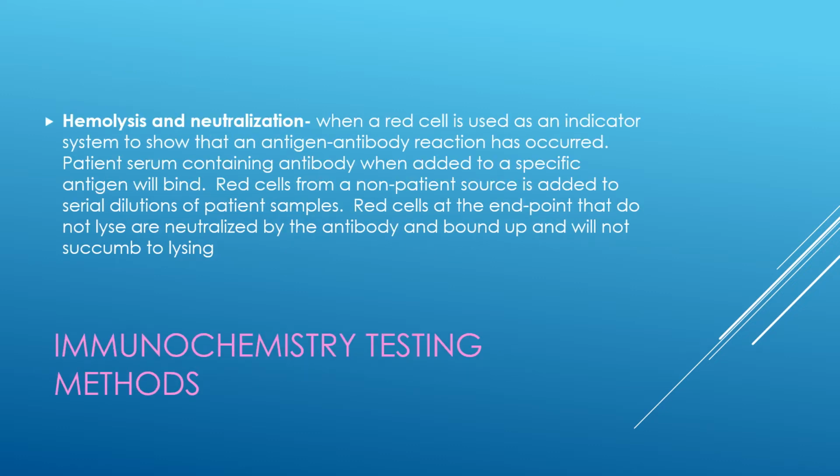Hemolysis and neutralization is when a red blood cell is used in an indicator system to show that an antigen-antibody reaction has occurred. The patient's serum containing antibody and added to a specific antigen will bind. Red cells from a non-patient source are added to serial dilutions of patient samples. Red cells at the endpoint that do not lyse are neutralized by the antibody and bound up and will not succumb to lysing.